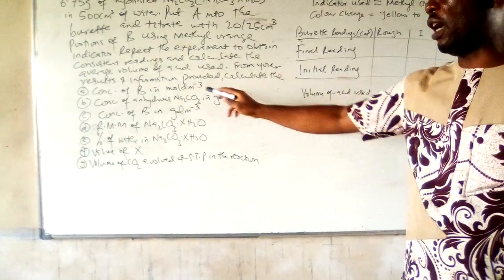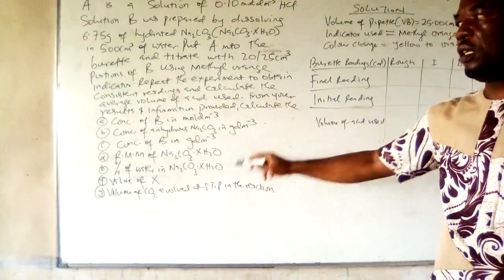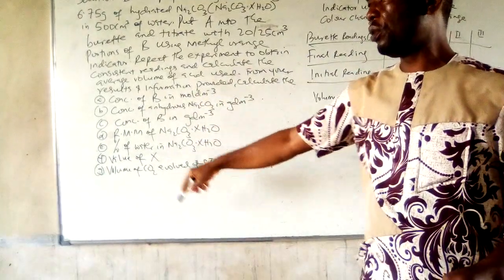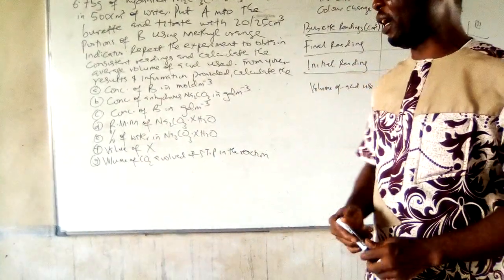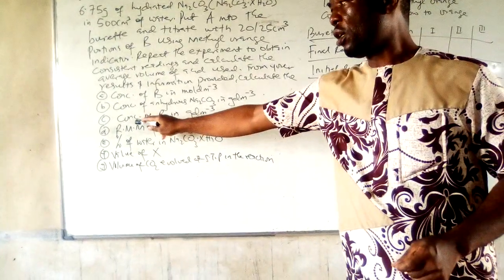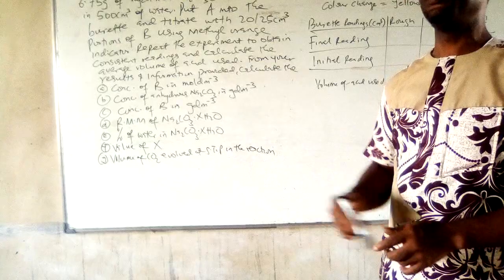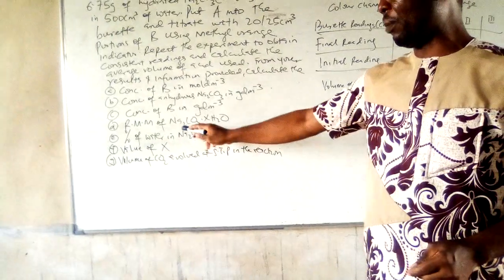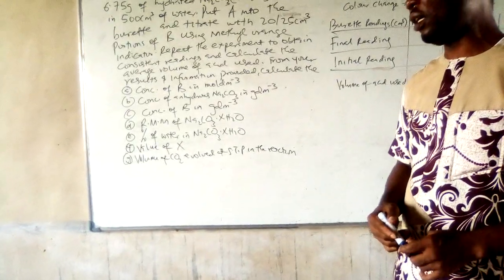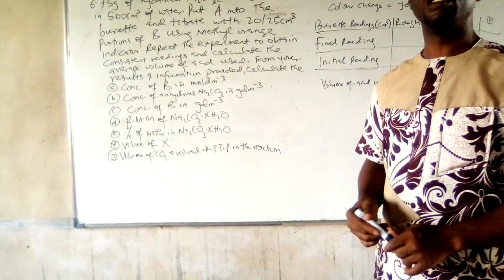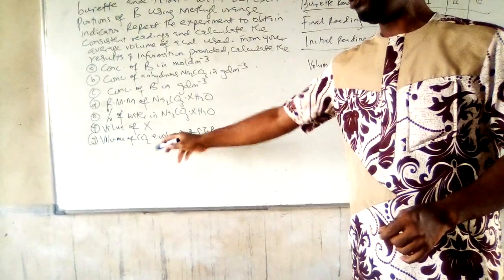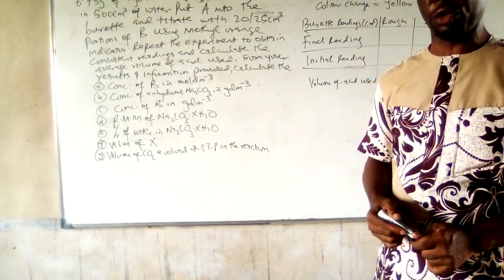From your results and information provided, calculate: A, concentration of B in mole per dm cube; B, concentration of anhydrous sodium carbonate in gram per dm cube; C, concentration of B in gram per dm cube; D, relative molecular mass of hydrated sodium carbonate; E, percentage of water in the salt; F, value of S; and G, volume of CO2 liberated during the reaction.